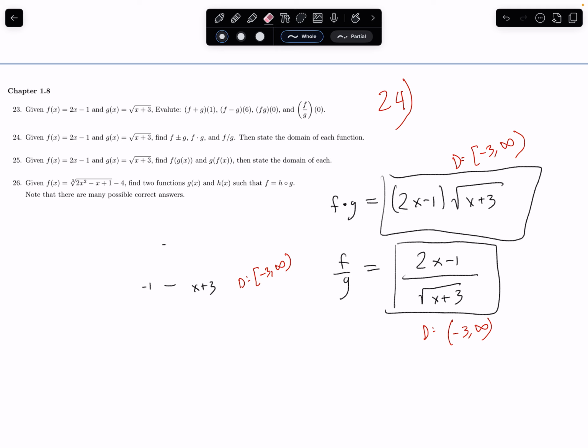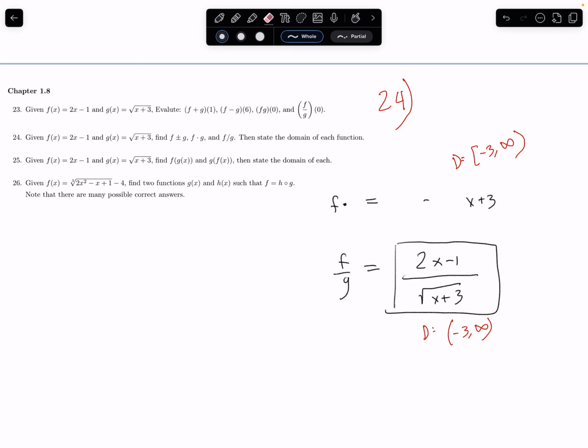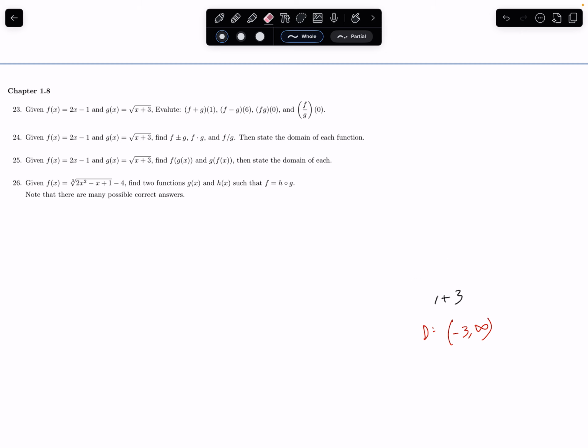So now we've got 2 more for this section. All we have to do is take composite functions, right? We're composing functions, taking a function of a function. This is 25, starting with f of g of x.